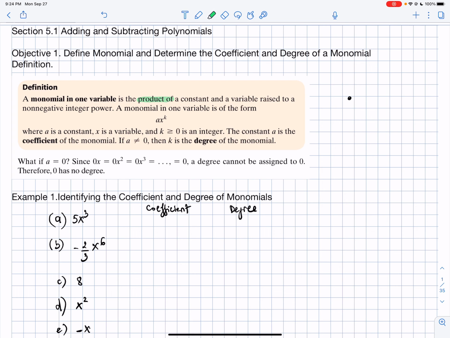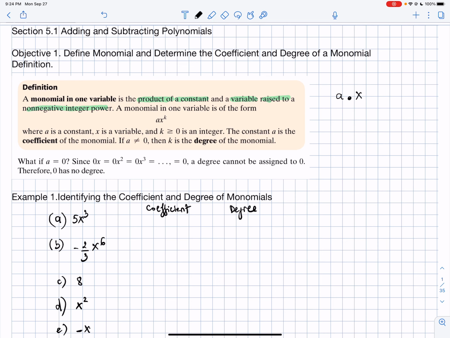A constant is like a number. So let's say a is a number like 2, 3, 1/2, -5, -10, and so on. Variable means letter. So this is the product of a number and a letter. That's what it means. And the letter is raised to a non-negative integer power.